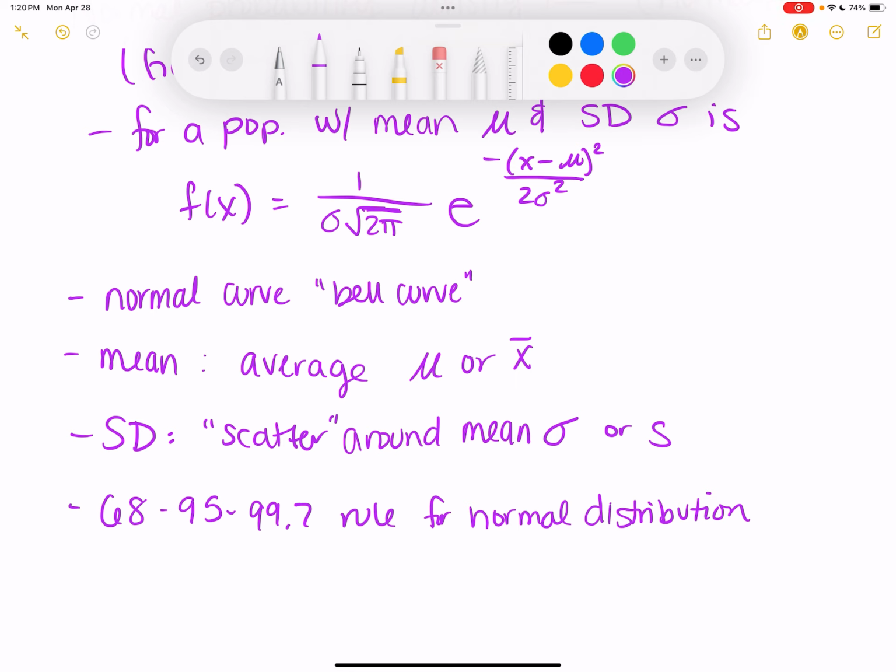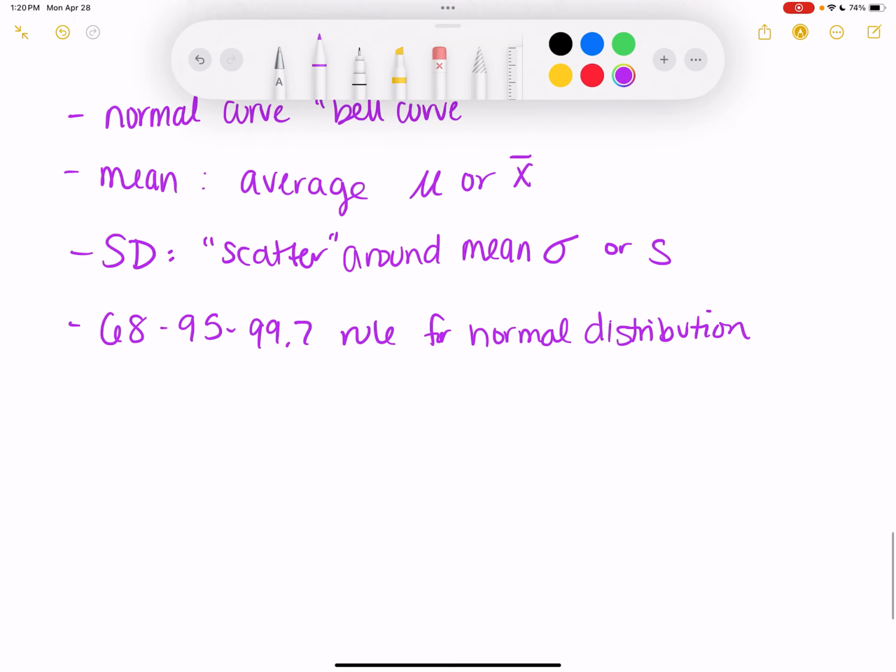I feel like S would be used for the sample though. Because S for sample.